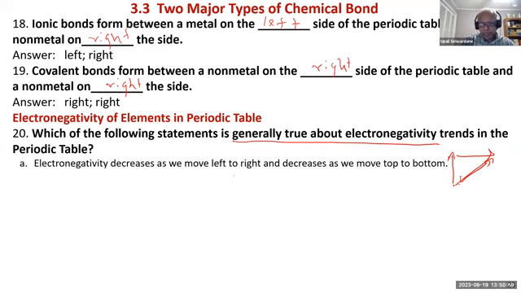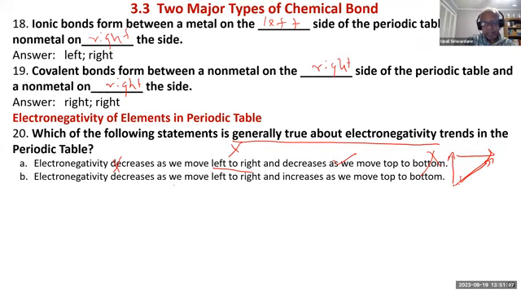Electronegativity decreases as it moves from left to right. That's wrong. It's the other way, it increases. It decreases from top to bottom. That's true. This statement is true, but the other statement is wrong. Therefore, the total statement is untrue.